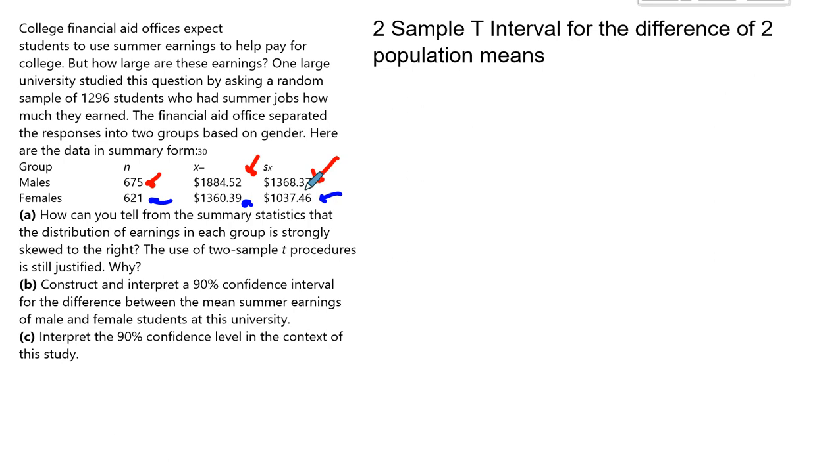A fair question, so question A is sort of an interesting question. How can you tell from the summary statistics that the distribution is strongly skewed to the right? Well, without even having the graph or a box plot to look at, you know right away that the standard deviation, let's just look at the males. The males have a mean of 1884 and a standard deviation of about 1370.